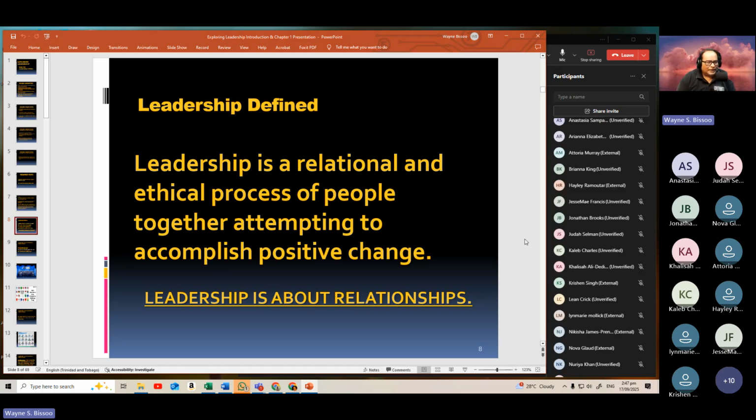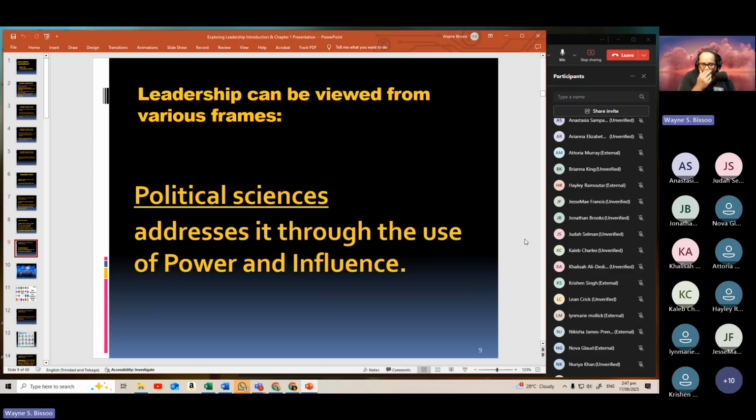All right, coming across. So now we want to start looking at leadership itself. When the text starts to look at leadership, it looks at it from different points of view or different frameworks. One of the first frameworks is politics. Politics and political science try to look at leadership through the use of power and influence.